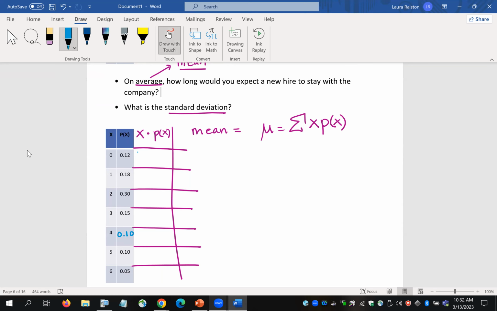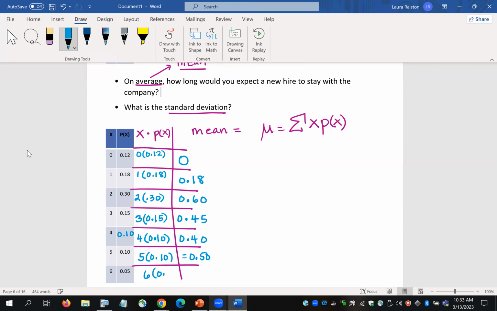Okay, so I would have 0 times 0.12, which is 0. 1 times 0.18, which is 0.18. 2 times 0.30, which is 0.60. 3 times 0.15 is 0.45. 4 times 0.10 is 0.40. 5 times 0.10 is 0.50. And 6 times 0.05 is 0.30.